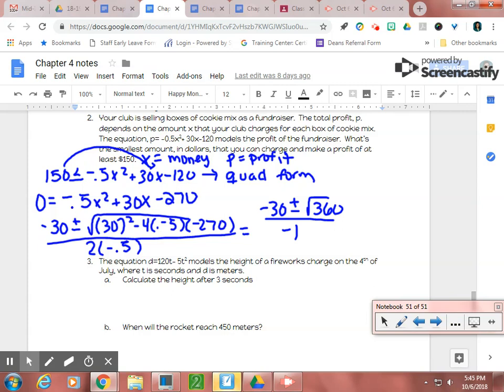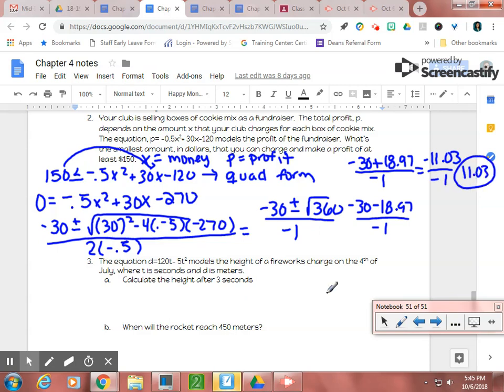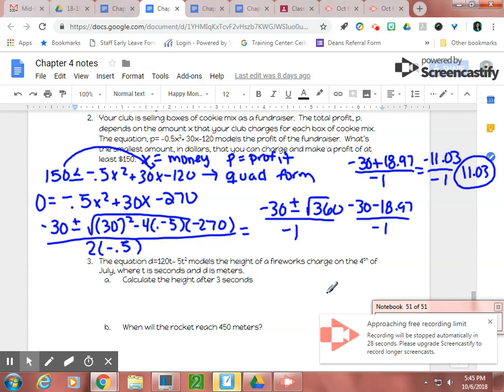So when you solve that, the square root of 360 is not perfect. So what you're doing is you're getting -30, and it's going to give you 18.97. So plus 18.97 over -1. And then -30 minus 18.97 over -1. So -30 plus 18.97 is going to give me -11.03 over -1. So that's 11.03. Okay, when I do the other one, I'm going to get -30 minus 18.97.